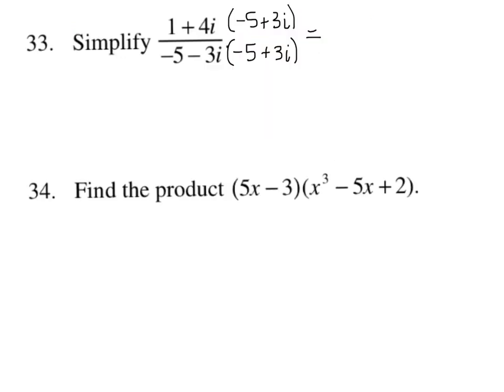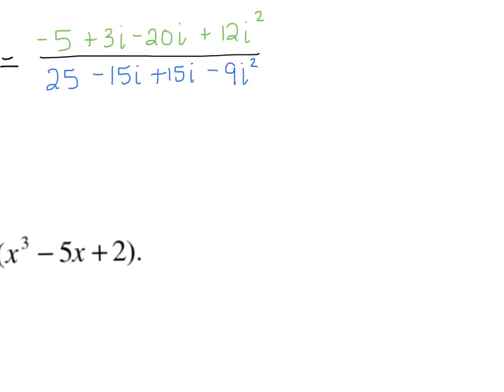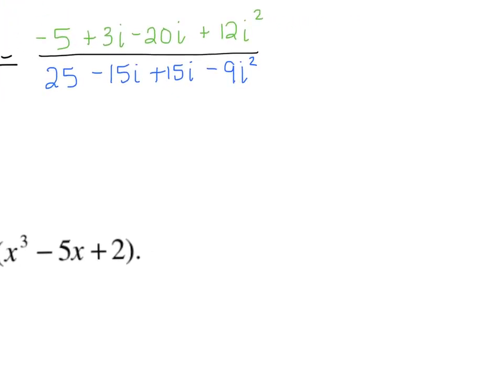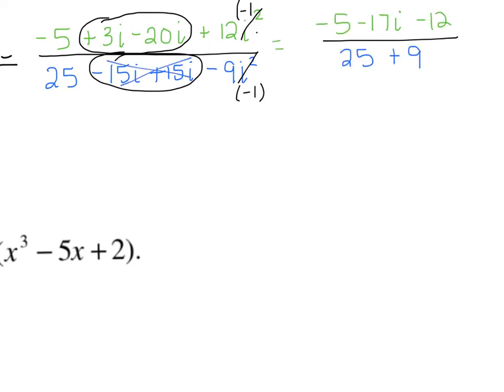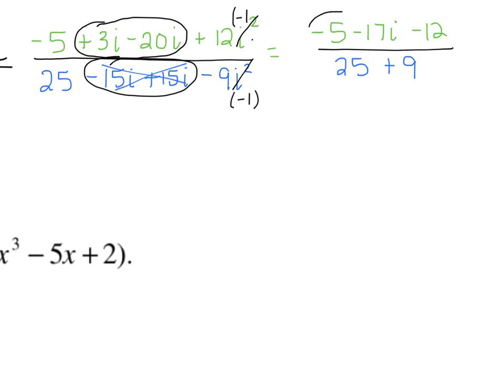Your first step in 33 is to multiply on top and bottom by negative 5 plus 3i. So go ahead and FOIL the top and FOIL the bottom. When you FOIL, you should get something that looks like that on the top and the bottom. And now we need to combine like terms and replace the i squareds with negative 1s. So go ahead and do that next. Your next step should look like this. And finally, we can get our final answer by combining the remaining like terms.